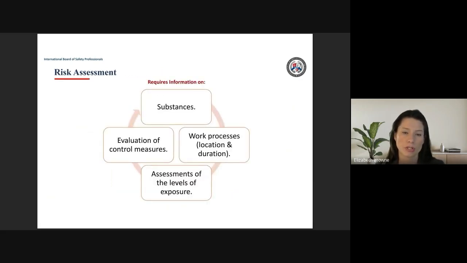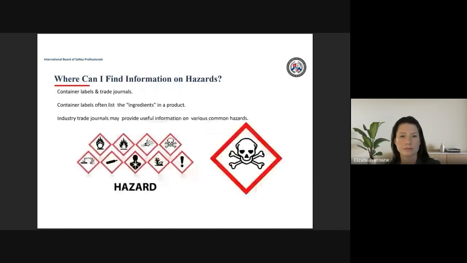Risk assessments require information on substances, chemicals, any type of health hazard an employee may be exposed to, and the work processes themselves, so the location and the duration. An employee may perform a task once a week. It might be maintenance or servicing of their equipment, and that might expose them to a different chemical than they're exposed to most of the rest of the week. That still needs to be considered, and that hazard needs to be written down in the risk assessment, and that risk needs to be considered and controlled. The assessment of the levels of exposure, again, must be considered, and then evaluation of control measures must also occur. So we mentioned earlier about hazardous chemicals.